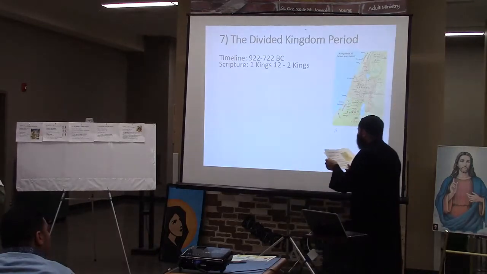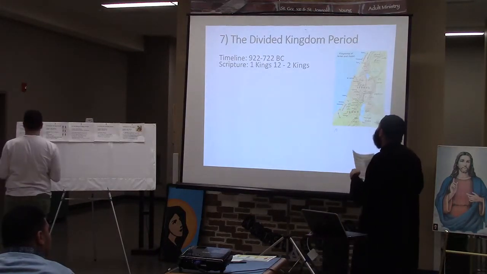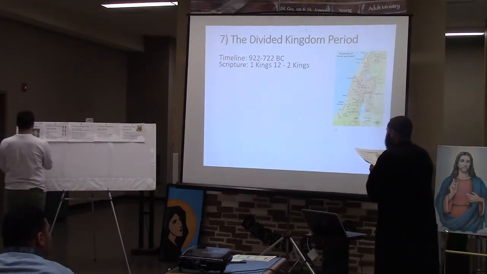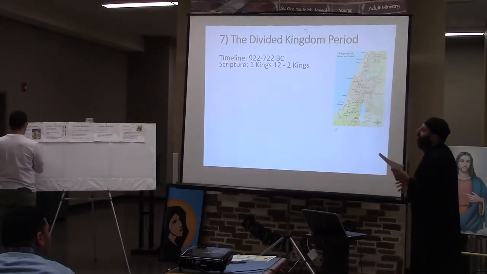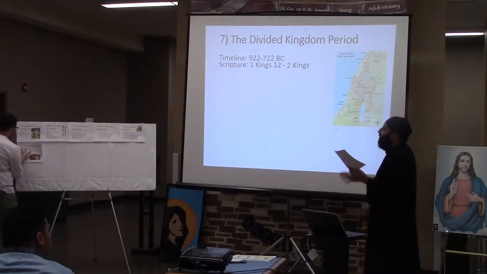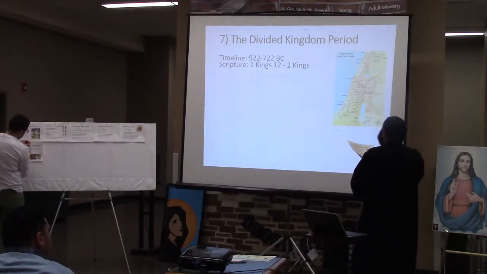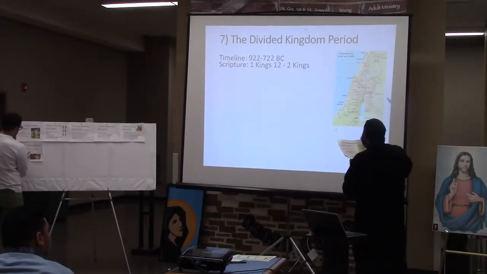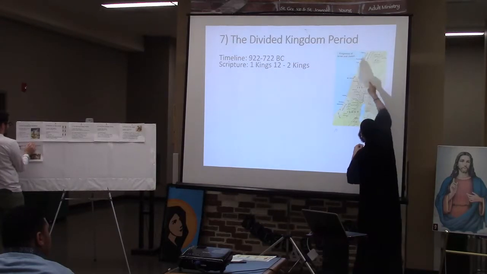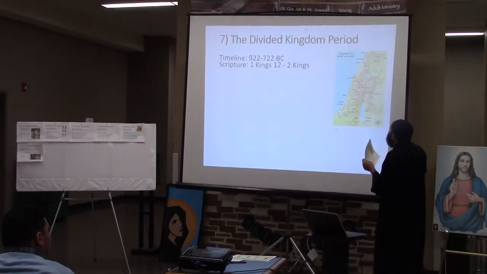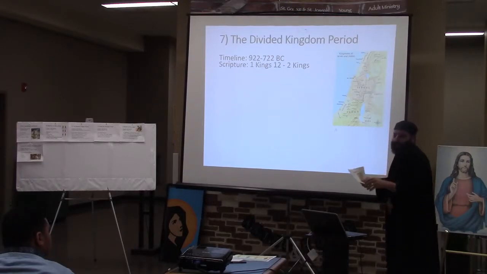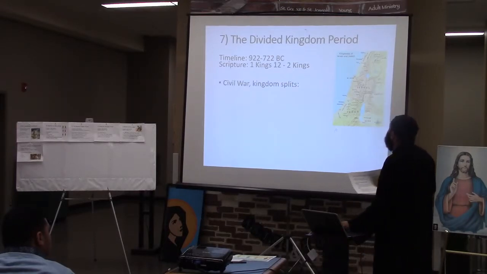This part starts to get a bit more intense, but it's very interesting. This is the part where maybe you might not know everything. I think you guys knew most of the stuff. So the divided kingdom period: if you notice here, it says Israel here, and then Judah here. So the capital, sorry, I didn't press next.